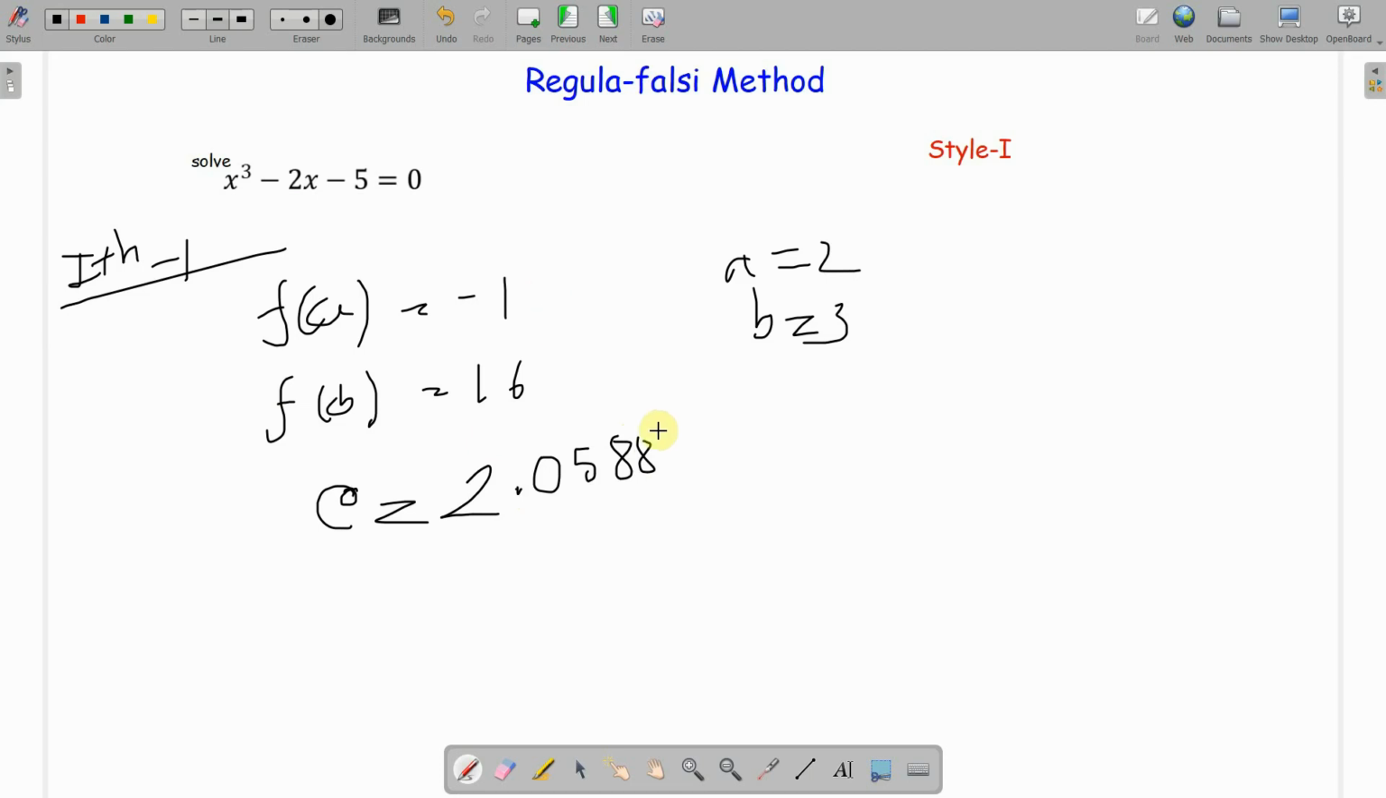Now we have to check it. What value are you getting for FC? If FC is coming negative, which value will be changing, A point or B point? Which point will you change, update?